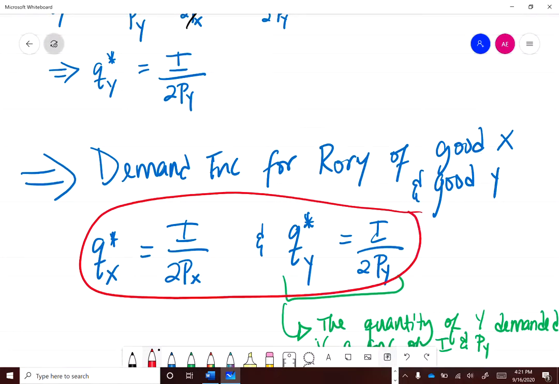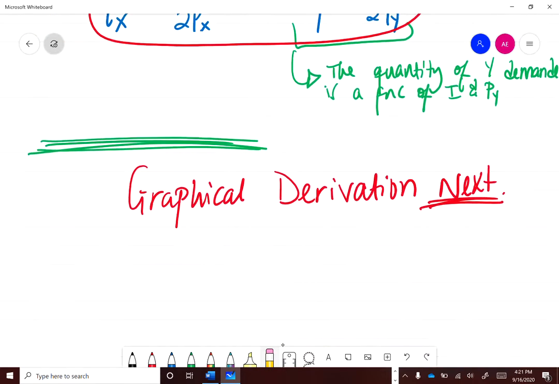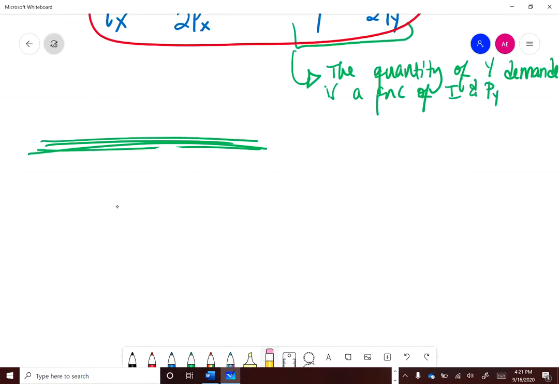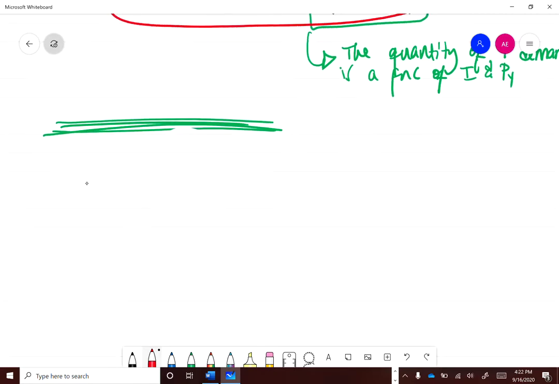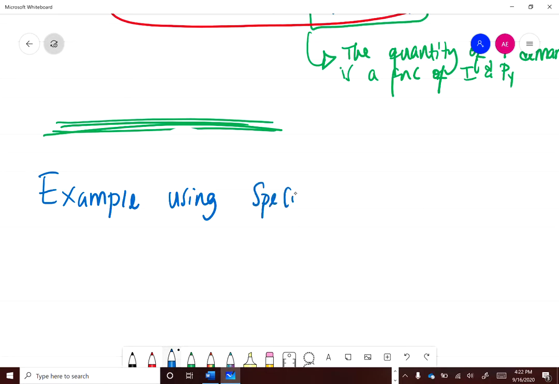So now let's go ahead and actually plug in some numbers to see how that works. I'm actually going to do the graphical derivation in a different video. So in this video, we're going to do a numerical example. In other words, an example using specific numbers for income, P of X and P of Y.